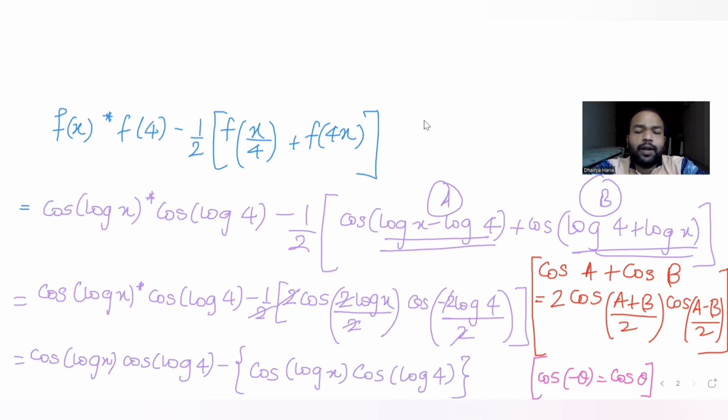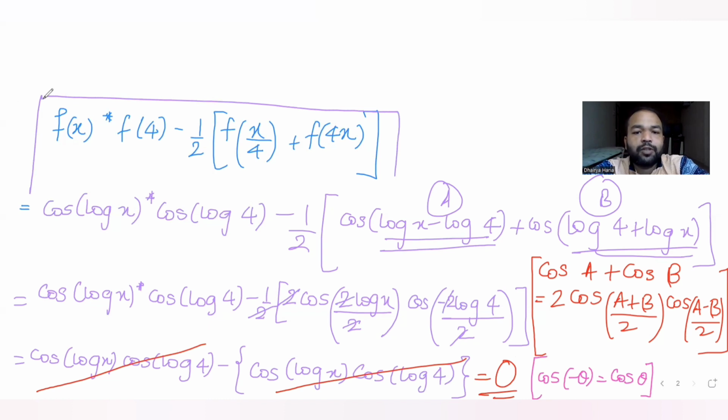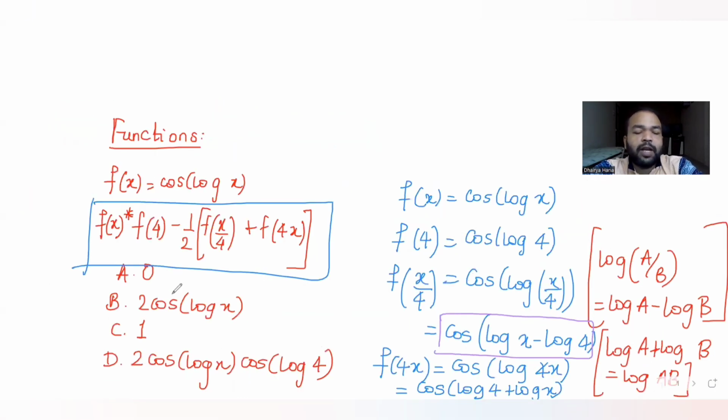So we get the idea here that since both of them are the same terms, both of them get cancelled, because cos of log x into cos of log 4 minus cos of log x into cos of log 4 gives you the answer as 0. So we have been asked to find the value of this entire expression, and the answer for this entire expression becomes 0. So if you see the option that matches here with the answer, it is A. So A is the correct answer for the question.